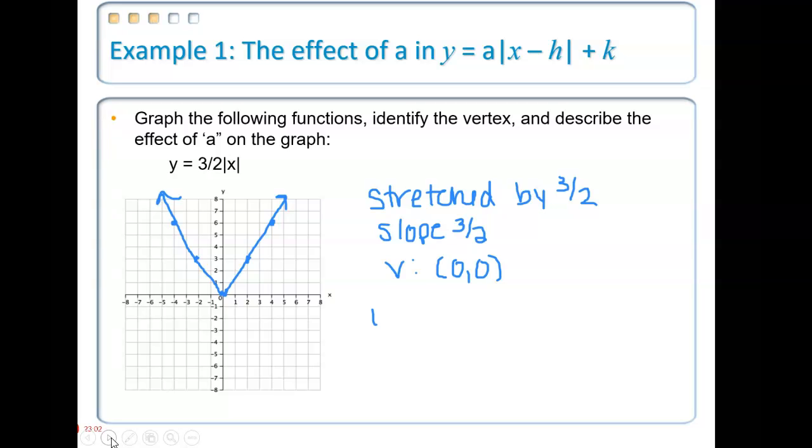The domain and range of all the last 4 graphs we've done have been all reals for the domain, and y greater than or equal to 0, or 0 to infinity, for the range. All of the domains and ranges of the last 4 examples have been the same as the parent function.